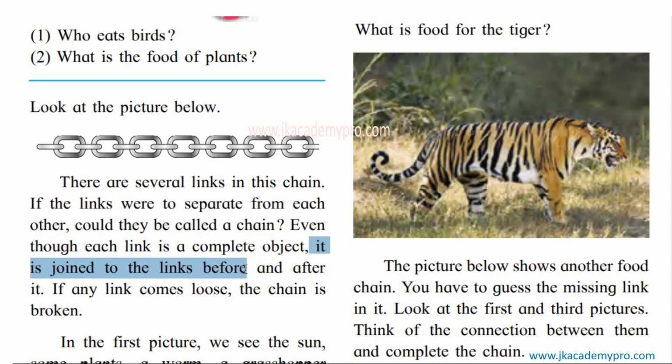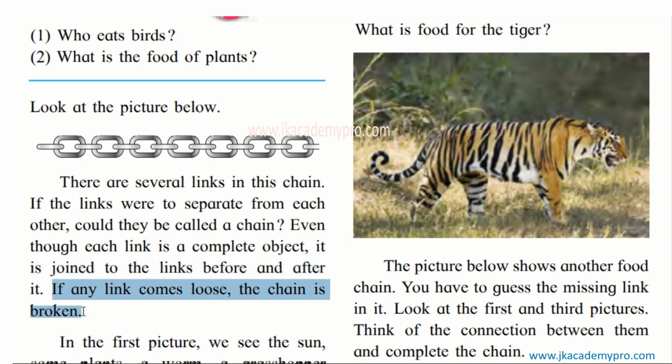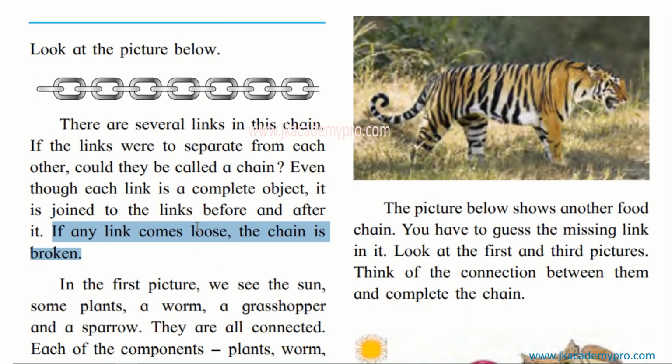It is joined to the links before and after it. So there are some things connecting to it before and after. And if any link comes loose, the chain is broken. So any link comes loose, and we say that the chain is broken and it is of no use now.